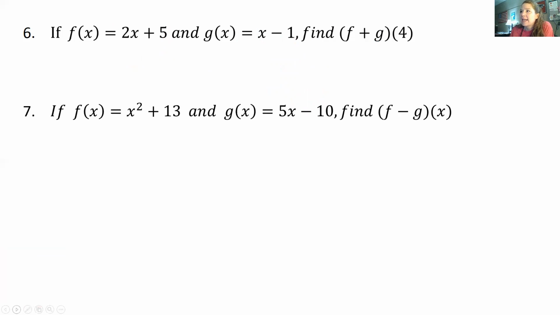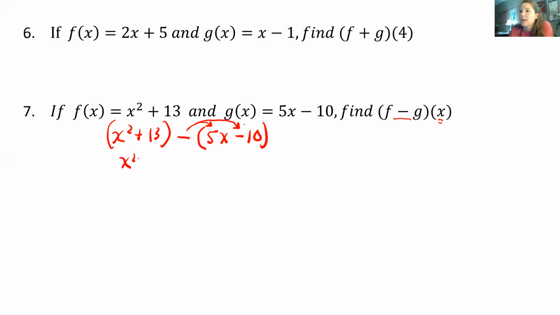Now, number 7 says if f of x is x squared plus 13 and g of x is 5x minus 10, we're going to find f minus g of x. Okay, so this time we're not substituting. It doesn't give us a number to substitute for x. We're just taking f of x, the first one, which is x squared plus 13. And from it, make sure you go ahead and put these in parentheses, because since we're subtracting, that means we have to distribute that minus sign in the second set of parentheses. So make sure you always distribute that negative sign.